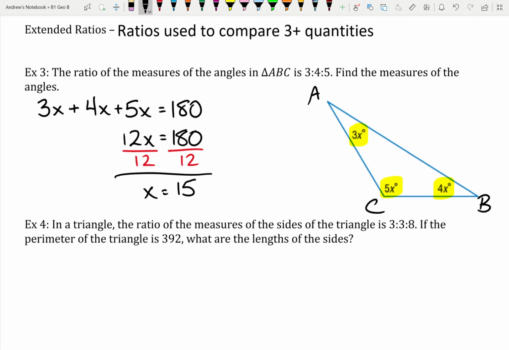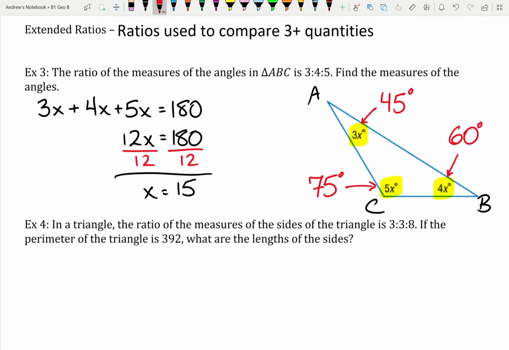So what I need to do now is take that 15 and plug it into each one of those. For this one up here, this is going to be 3x. So 3 times 15 is 45, so we'll get 45 degrees there. For this one down here, 4x, 4 times 15, is going to be 60, so 60 degrees. The last one down by C, again we're plugging in that 15 for the x. So 5 times 15 is going to give me 75 degrees.